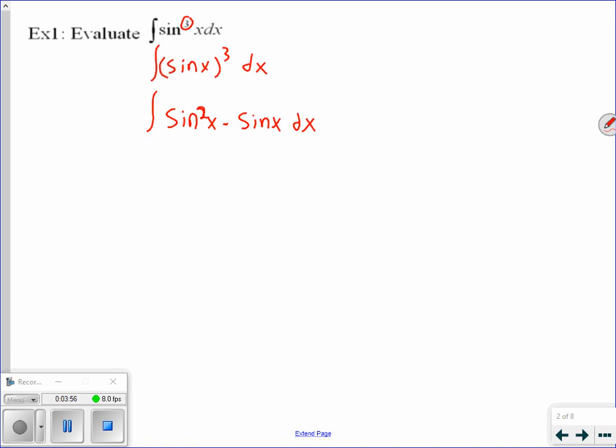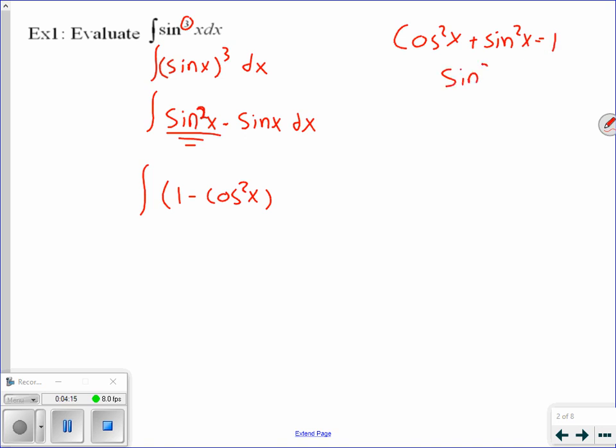Okay. We know that sine squared is the same thing as 1 minus cosine squared of x. Right? I mean, remember the identity I just showed you. Cosine squared x plus sine squared x equals 1. So sine squared x equals 1 minus cosine squared x. So all I'm doing is just using an identity and plugging that in for sine squared, and I'm left with sine of x dx.